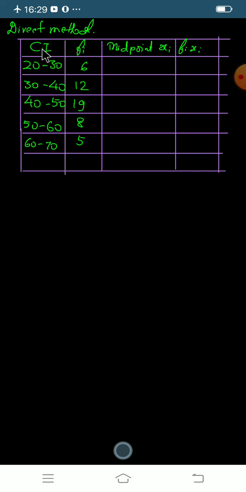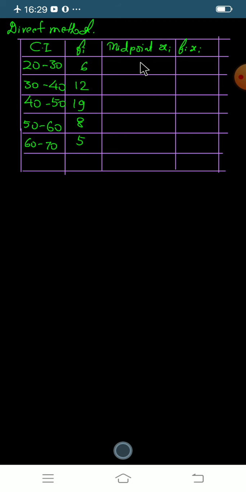Here is a class interval and here is Fi. Fi means frequency. 20 to 30, 30 to 40, 40 to 50, 50 to 60, 60 to 70. In the column Fi, we have written 6, 12, 19, 8 and 5. Now we have to complete this table. In the third column, we have midpoint xi.